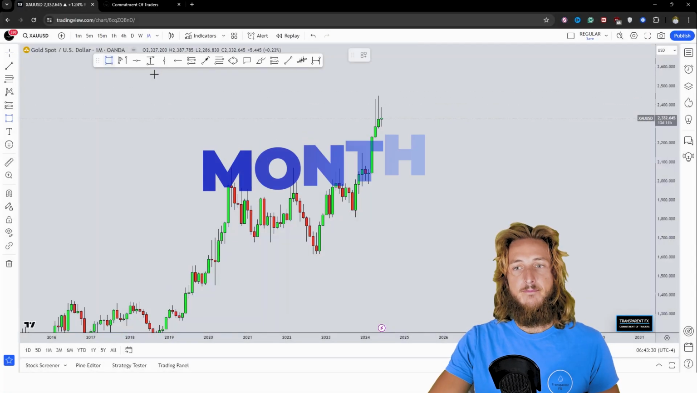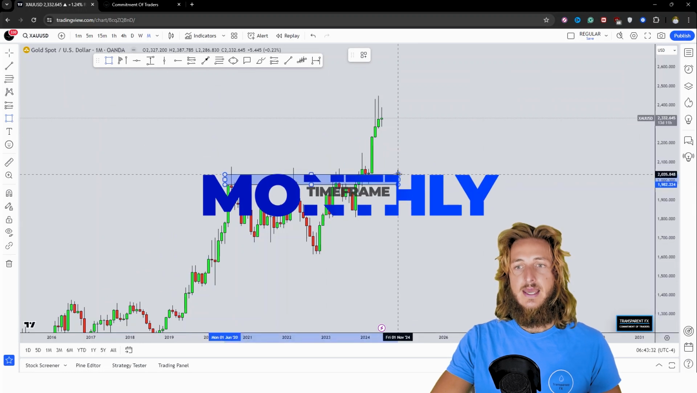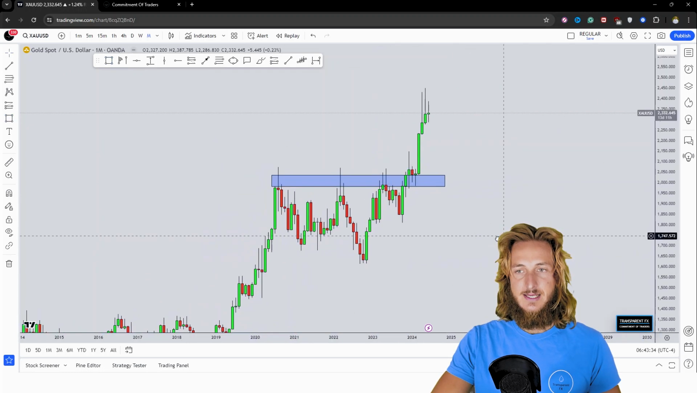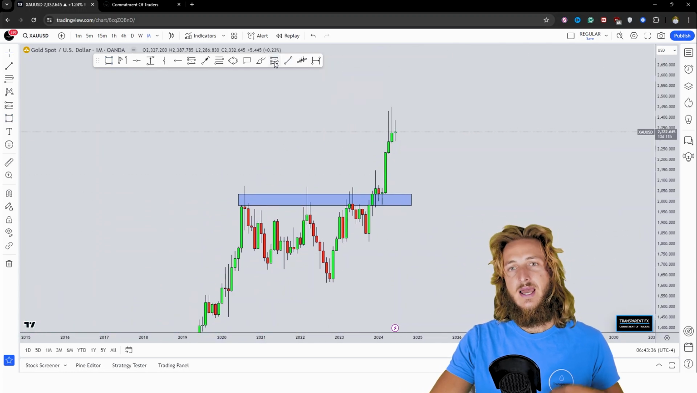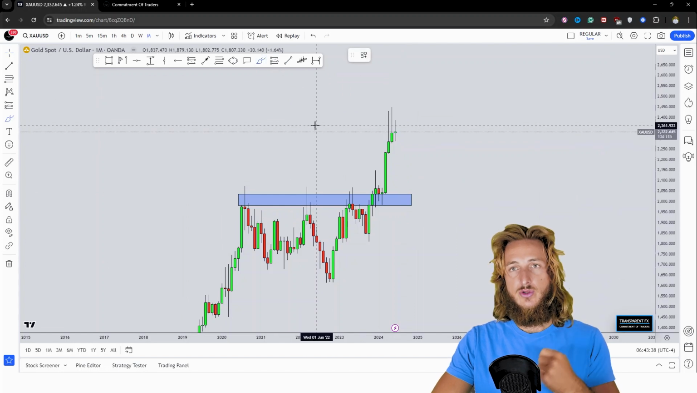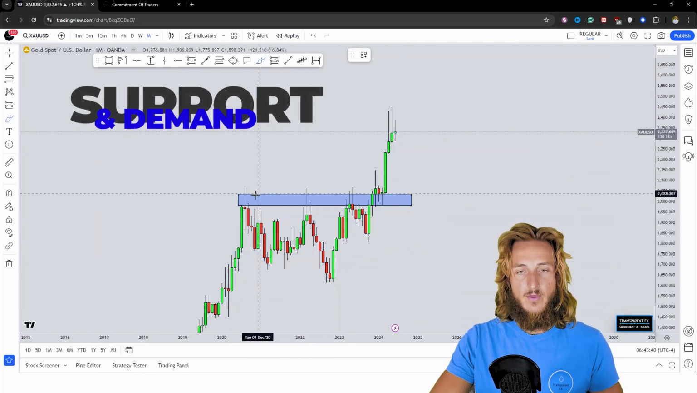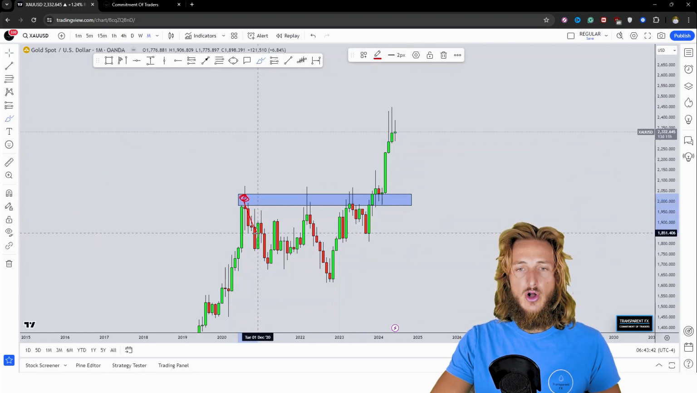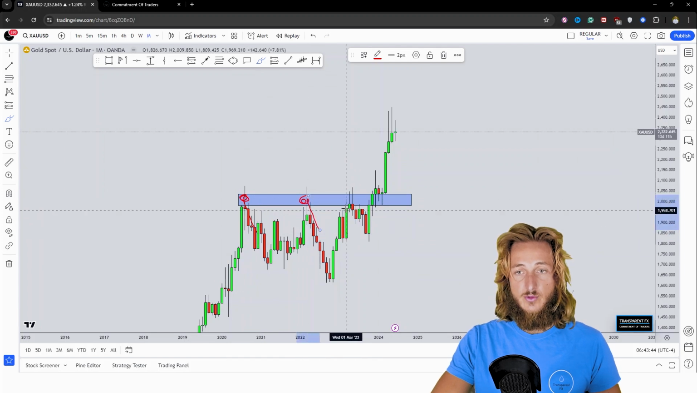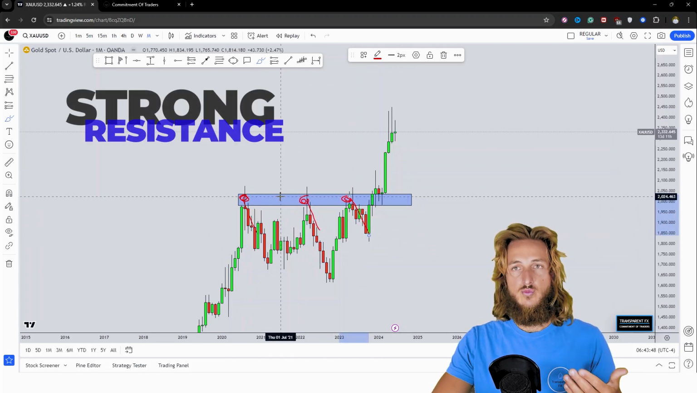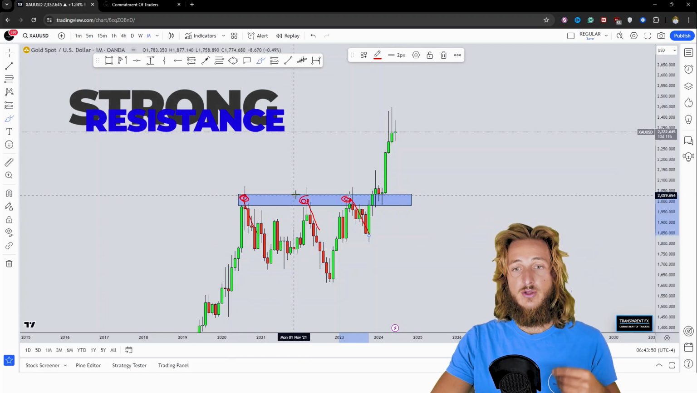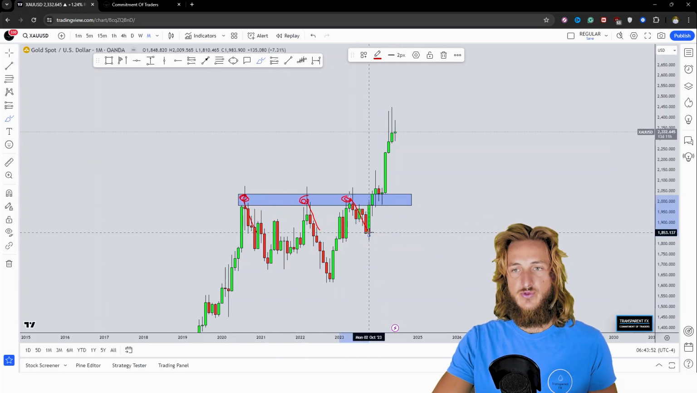Starting here from the monthly time frame, what we can see is that at the moment the market is testing and rejecting to the upside a quite strong historical support and demand area. In fact, from here, all these previous rejections to the downside were created, confirming this zone as a quite strong supply and resistance area that this market continuously respected as resistance.